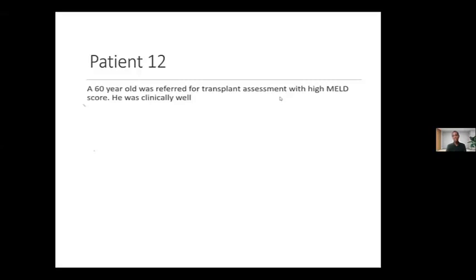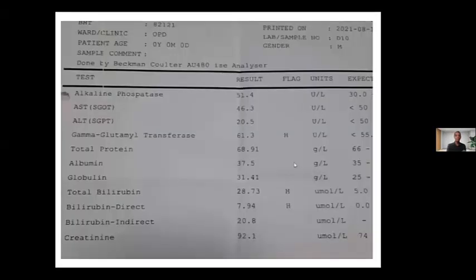Modified end-stage liver disease index. Okay, so he was clinically well. So this is his liver panel.